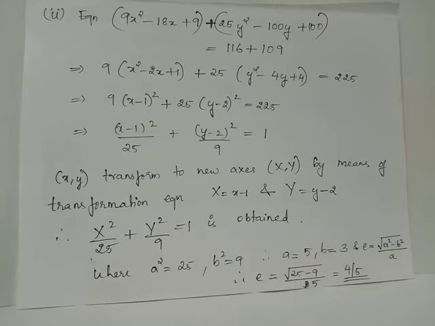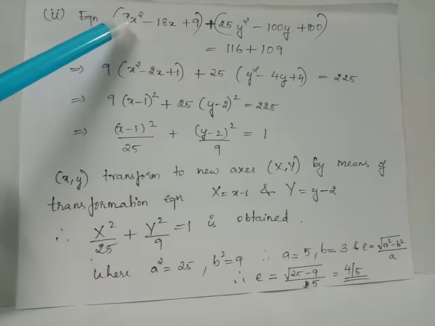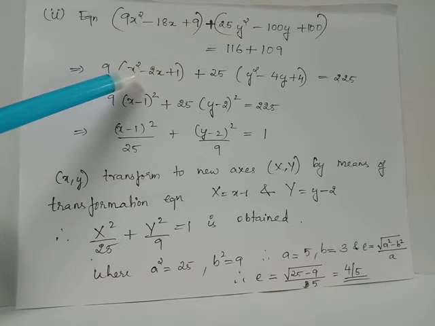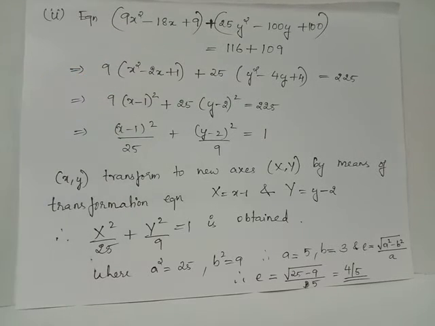If you add 9 along with these terms 9x² − 18x, then we have this term rewritten as 9 times (x² − 2x + 1), which can be written as 9 times (x − 1)². Therefore, in order to obtain a perfect square term of the form (x − h)², we will add 9 on both sides.